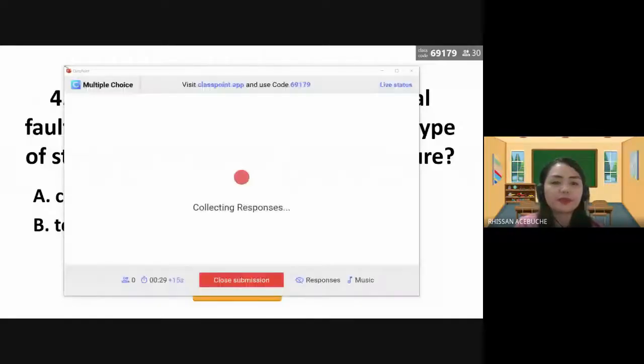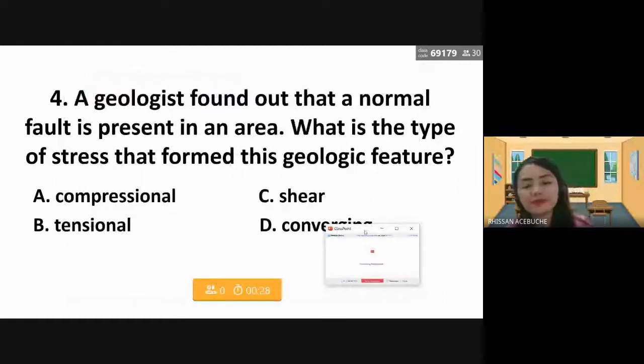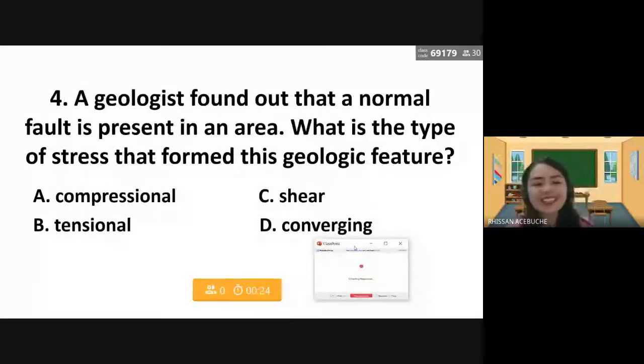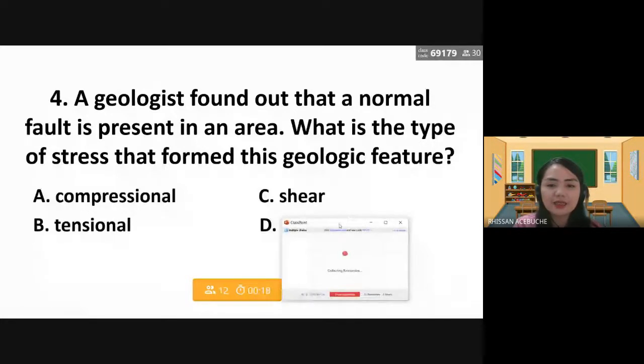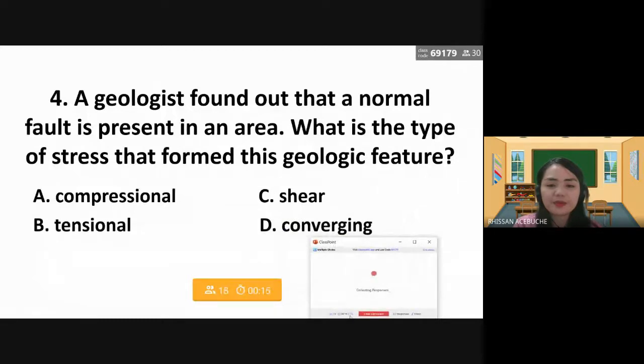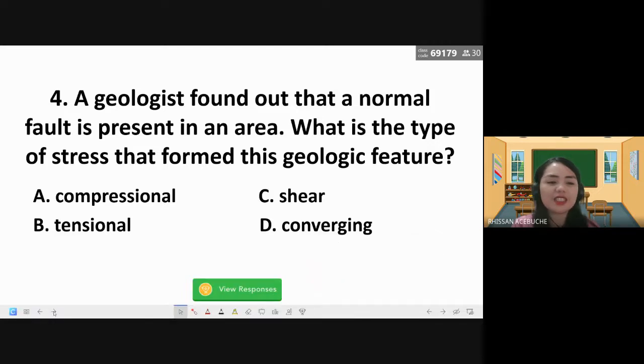A geologist. Okay, still have 30 seconds more. 20 seconds. Last 12 seconds. 25 already answered. 10 seconds more. 5 seconds. All right, time is up. So let's now go to the next question.